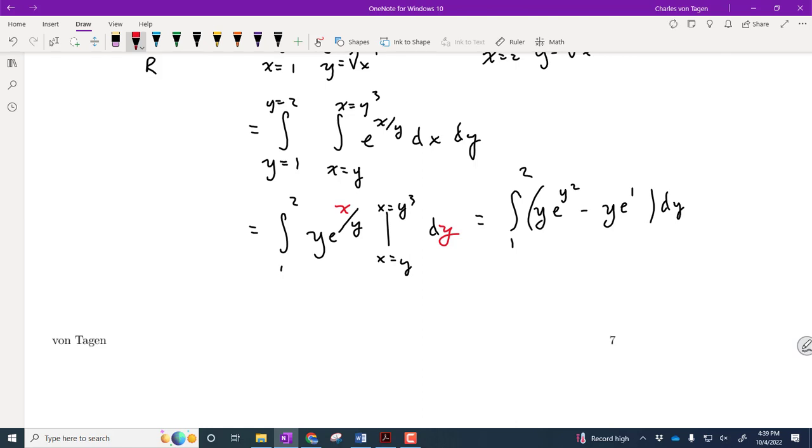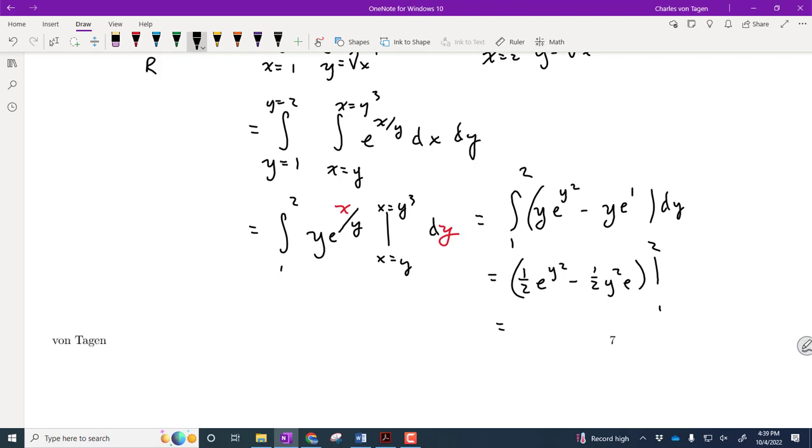Okay. Now notice this integral here, the integral of y e to the y squared. It's still a u substitution level integral, but it's not an impossibly hard one like the first one was. So we can go ahead and integrate that, and we end up with 1/2 e to the y squared, double check, yes, e to the y squared times 2y, yep, minus 1/2 y squared e, evaluated from 1 to 2.